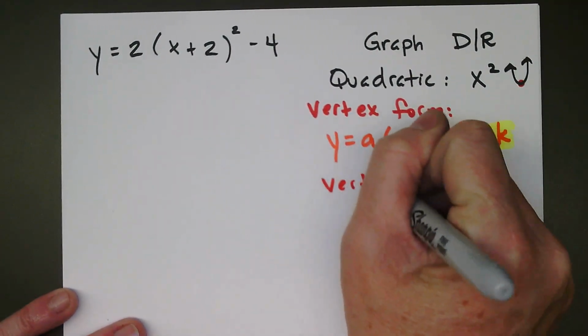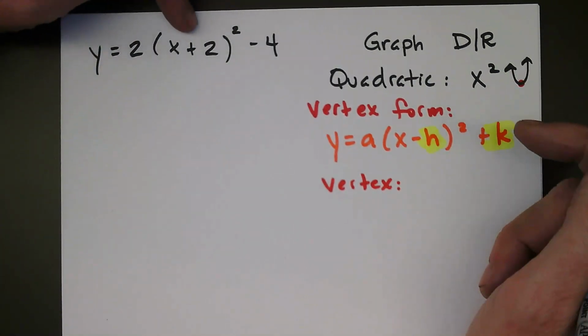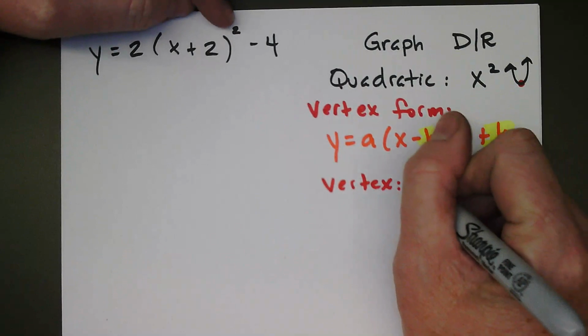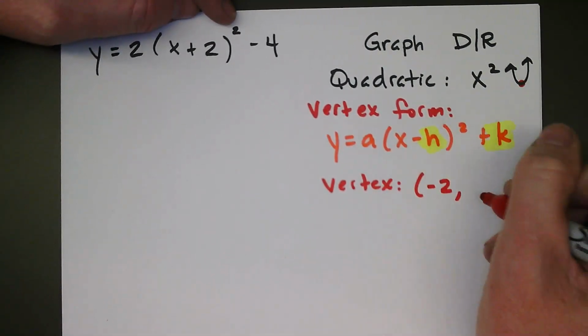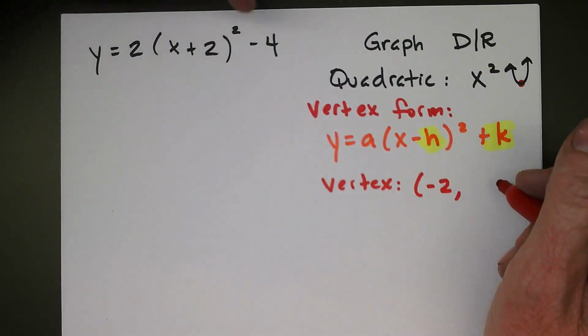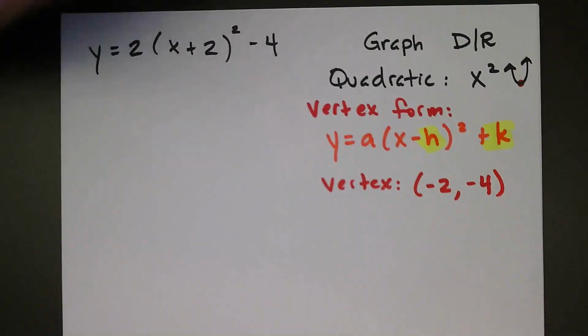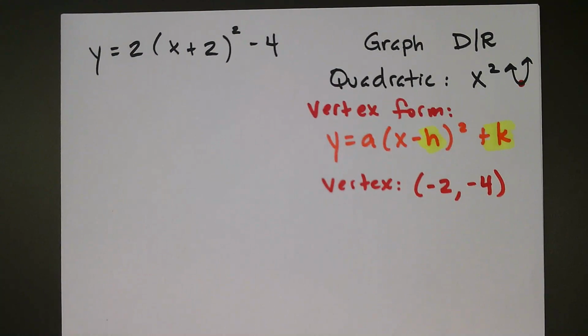So my vertex, I can tell by looking. Now this is kind of tricky because it's supposed to be subtraction, but I see addition. That means it's a minus minus 2. So my vertex is actually negative 2, and then this is very clearly a minus 4. It's supposed to be positive, so if it's a negative, that means the number itself is negative. My vertex at negative 2, negative 4.